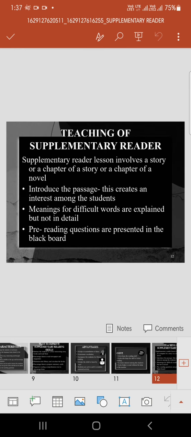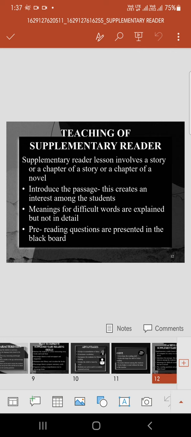Then, teaching of supplementary reader. Supplementary reader usually involves a story or a chapter of a novel. First, the passage should be introduced. This creates an interest among the students. Then difficult words should be explained, but not in detail.